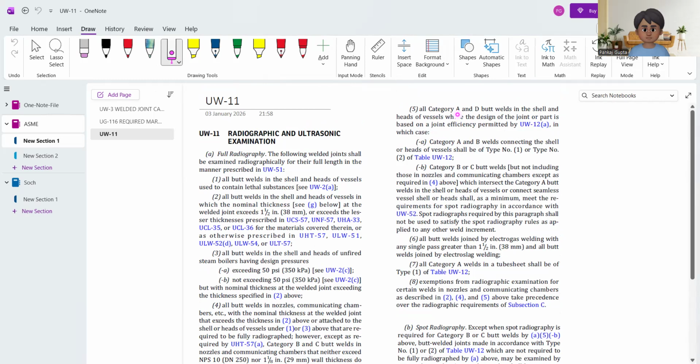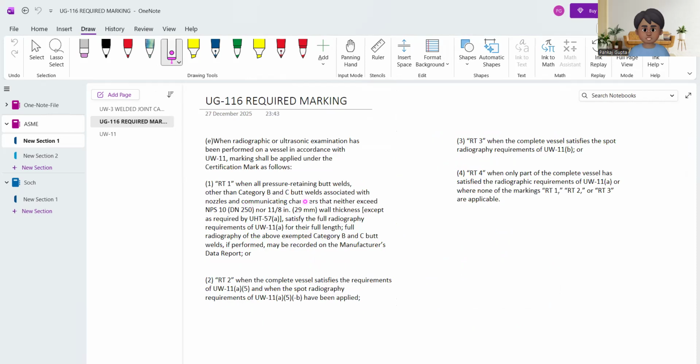All category A and D butt welds in the shell and head of the vessel, where the design of the joint is based on joint efficiency permitted in UW 12(a). Category A and B connecting to the shell and head shall be applied type 1, type 2. We will discuss this further on. So first, RT1 is completed.